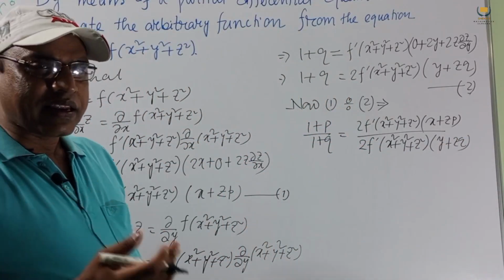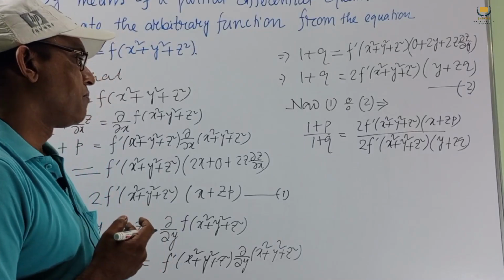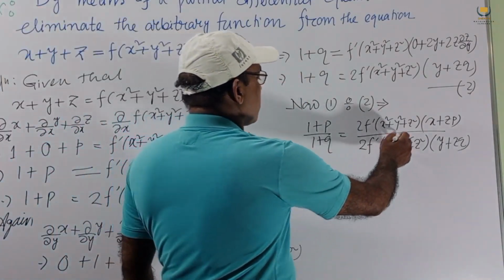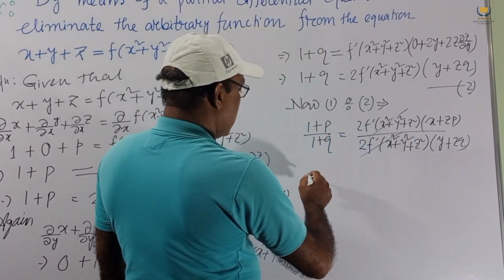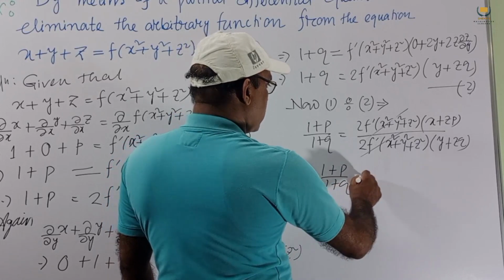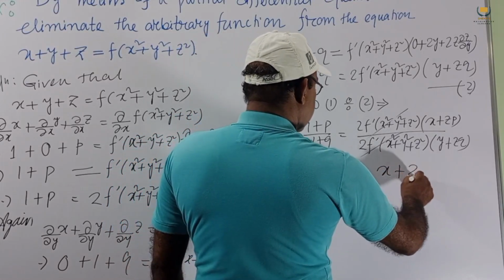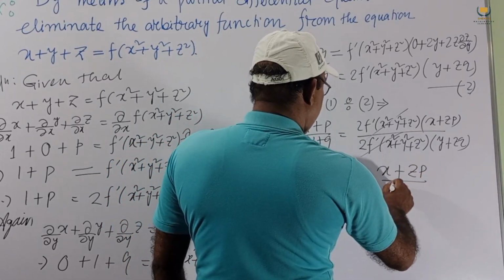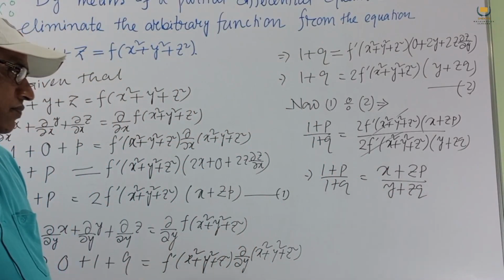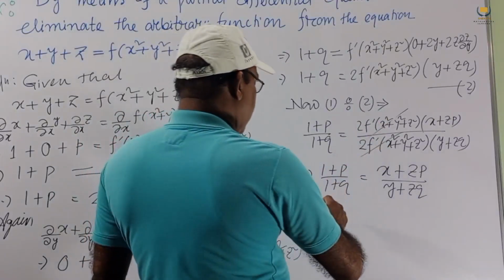So our main target is how to remove the function. If we divide, then the function will be cancelled. These two terms will be cancelled, two factors, and we get (1 plus p) by (1 plus q) equal to (x plus zp) by (y plus zq). We get this one. After cancelling, we get this.